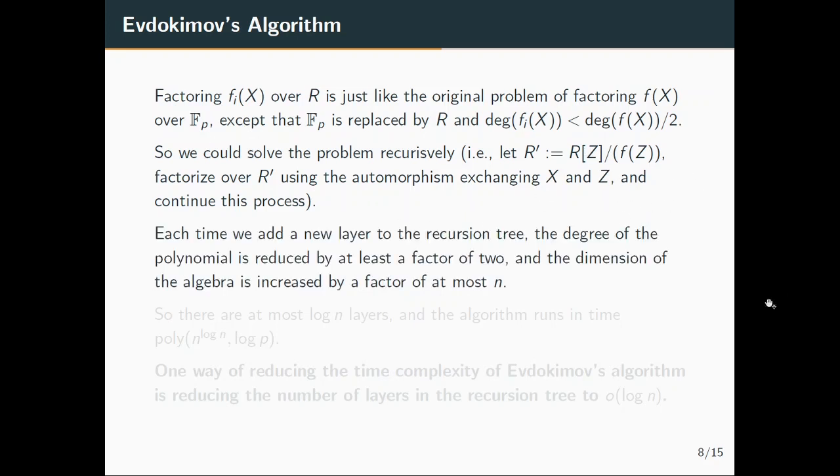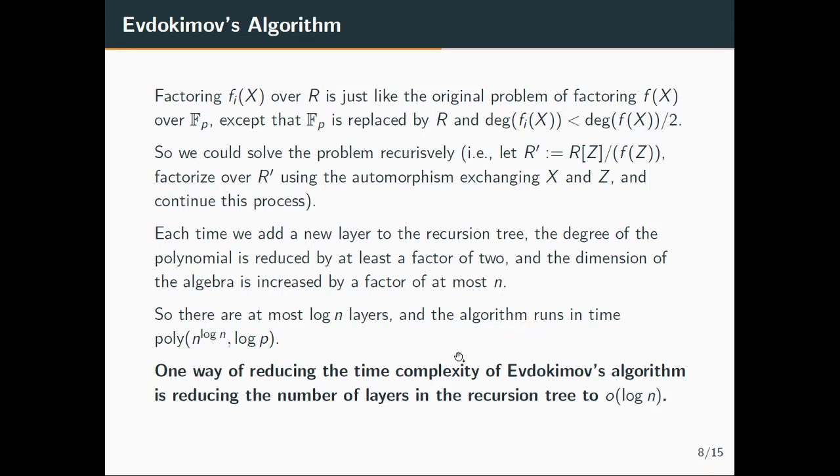Each time we add a new layer to the recursion tree, the degree of the polynomial that we are factorizing is reduced by at least a factor of 2, and the dimension of the algebra that we are working with is increased by a factor of at most n. Because we start with a polynomial of degree n, we can have at most log n layers, and the algebras we are working with have dimension at most n to the log n. So the algorithm runs in time polynomial in n to the log n and log p.